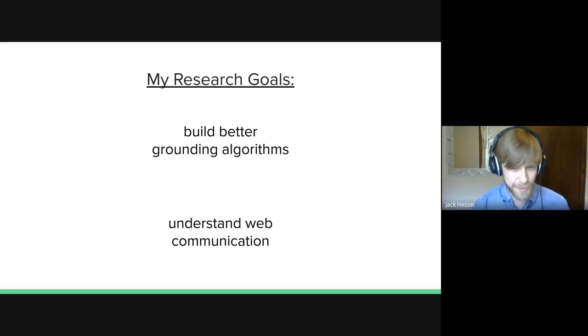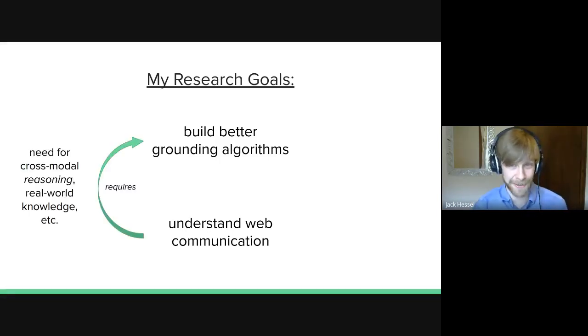And my second goal, which is more of a computational social science goal, is that I really want to understand web communication. And these two goals might seem disjoint at first, but I find them to be linked in a very compelling way. In particular, to understand web communication as a computational social scientist, I would definitely need better grounding algorithms than we have today. So more and more of our communication is multimodal, and thus we need algorithms that are capable of cross-modal reasoning, incorporating real-world knowledge, including common sense knowledge and background knowledge, to process the social context of these different sorts of communication. So we're not quite there yet on the algorithmic side.